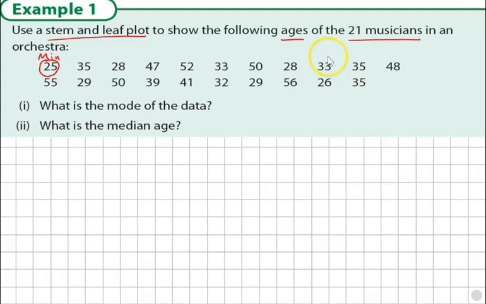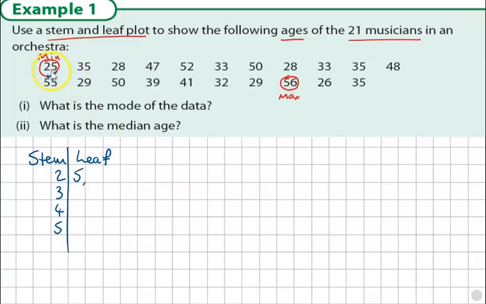So the smallest number in our list is 25, so that's going to be our minimum value. And 56 is the biggest number, so that's going to be our maximum value. So when we draw our stem, we start at 2 and we go down as far as 5. Next we draw a line, and then we'll have the leaf.